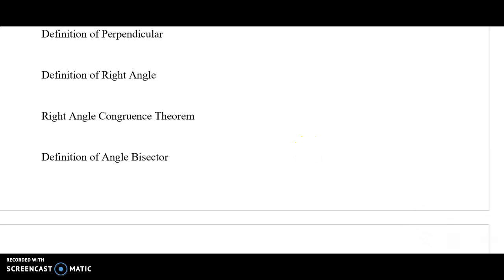And next up, we have the definition of perpendicular. So for this one, we're going to say that line L is perpendicular to line M. And we want to have a drawing with this. So here is line L, and here is line M. They're perpendicular to each other. So what that means to us then is this angle right here, I'll call it angle 1, must be a right angle. And this is a definition.